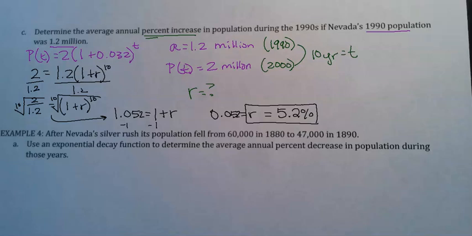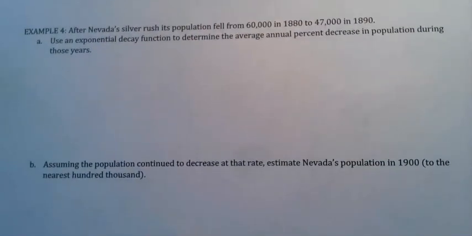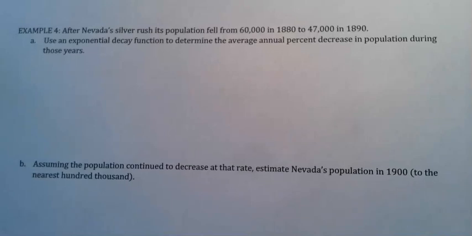Let's look at example 4. After Nevada's silver rush, its population fell from 60,000 in 1880 to 47,000 in 1890. Use an exponential decay function. So it's the same thing, but exponential decay is just subtraction, to determine the average annual percent decrease in population during those years. Okay, so remember, we're still using that base formula. We're calling it P of t again. It's going to equal A times the quantity 1 plus R to the power of t. So let's identify some parts there.